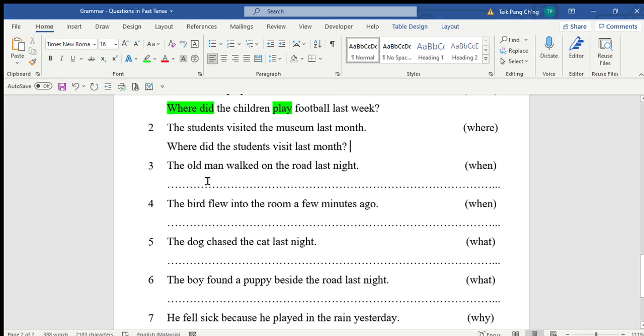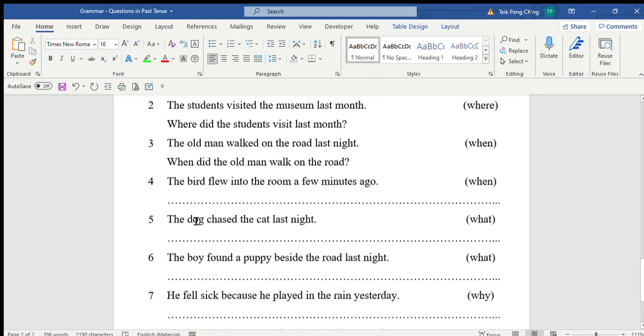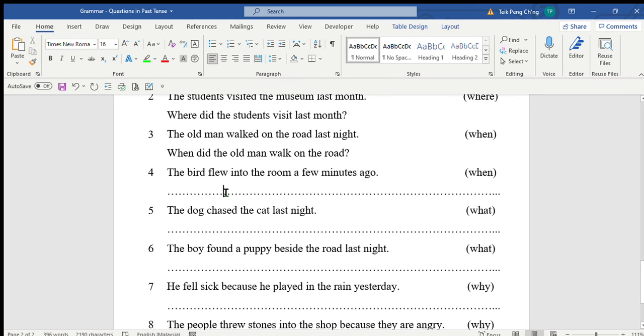Number 3, the old man walked on the road last night. When? So the answer is, when did the old man walk on the road? Number 4, the bird flew into the room a few minutes ago. We have to use when. So when did the bird fly into the room.